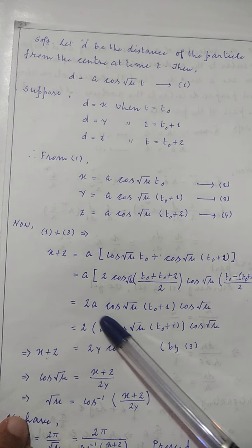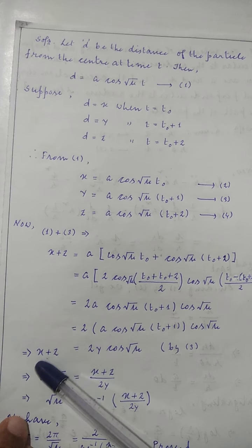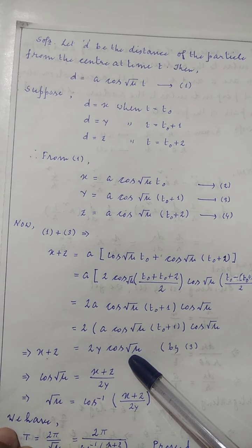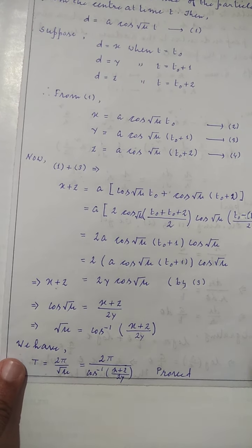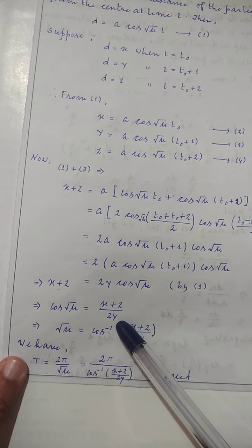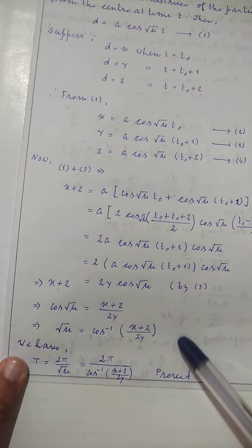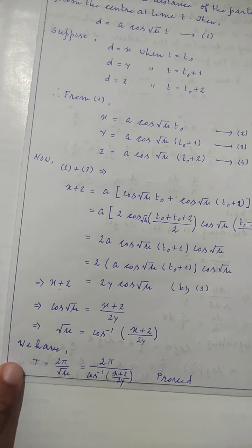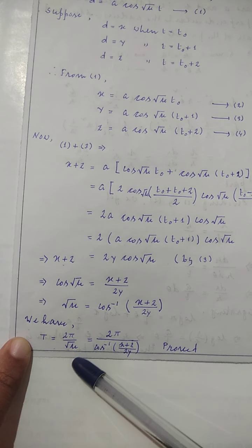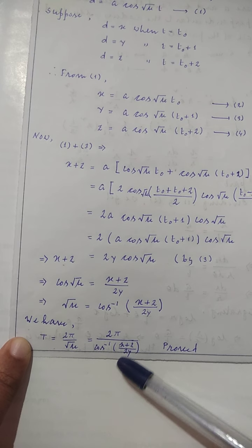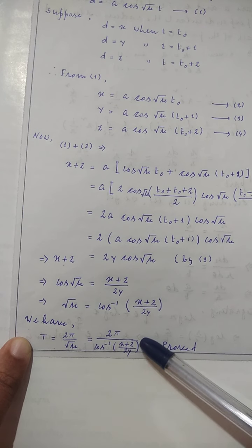This part, if you see nicely, is the expression for y, a cos root over mu t naught plus 1. So x plus z is equal to twice y cos root over mu, by equation 3. From this, the expression for cos root over mu is x plus z by 2y. So root over mu is cos inverse of x plus z by twice y. From this you can write the expression for the time period t, which is twice pi by root over mu. Substituting the expression for root over mu, you get twice pi by cos inverse of x plus z by twice y. So this way you can prove the value.